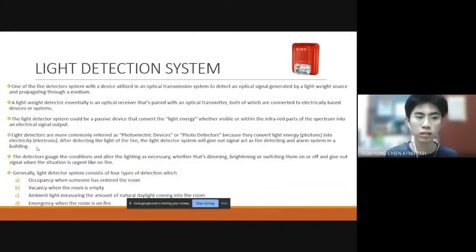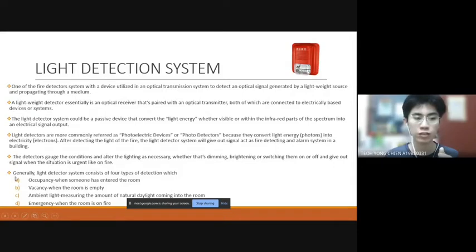The detector will gauge the condition and alter the lighting as necessary, whether that is dimming, brightening or switching on or off, and give out a signal when the situation is urgent, like a fire. Normally the light detection system will cooperate with the alarm system in a building to give out a signal.